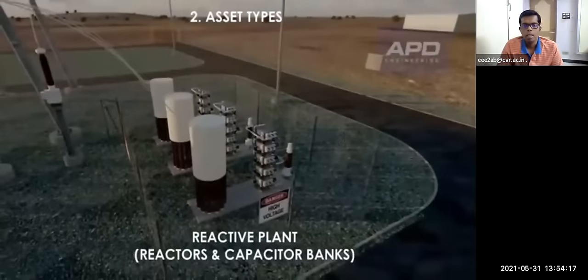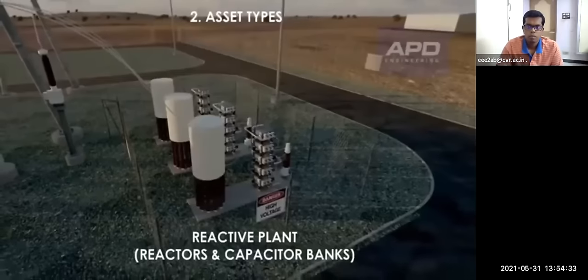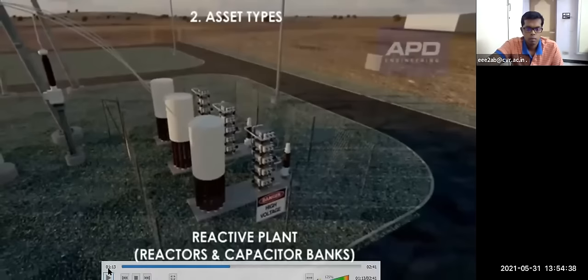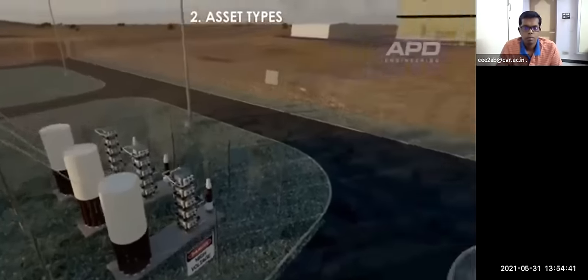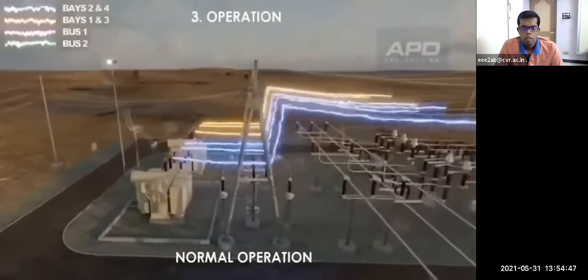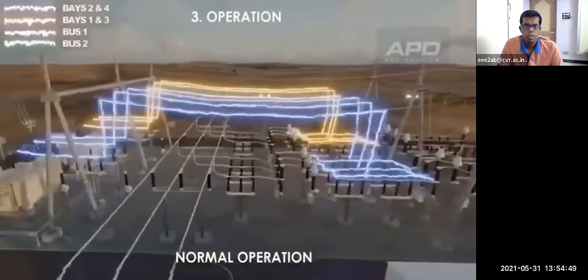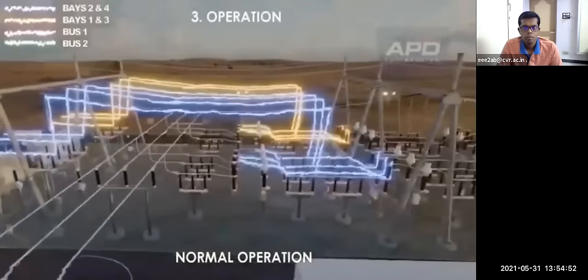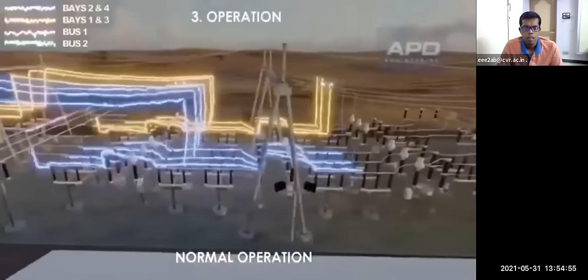This is the reactive power plant. As I said, the reactive power plant has a series of capacitor banks and reactors installed together to suppress the reactive power. Yeah, this is the operation, the normal operation. So how the power is flowing. Have you seen? Yeah.